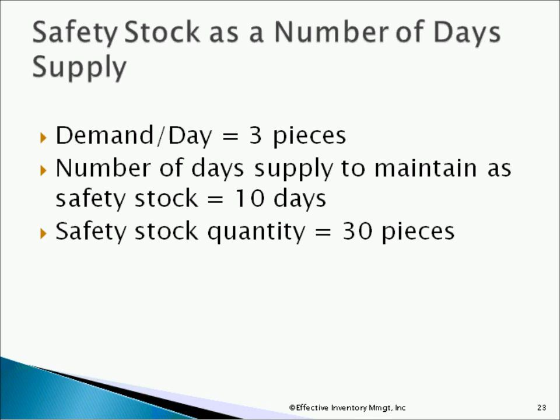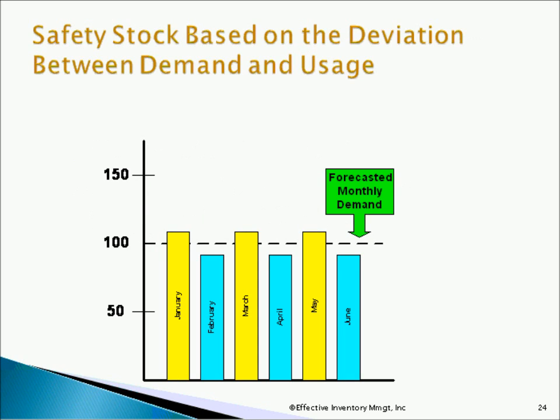Another method that's commonly used is to maintain safety stock as a desired number of days supply of inventory. Say I wanted to keep 10 days supply of safety stock as inventory. And I'm selling 3 pieces per day. That would mean I have a safety stock of 30 pieces. A third way, which I really prefer, is to base safety stock on the deviation, or the average difference between your forecast and actual demand.